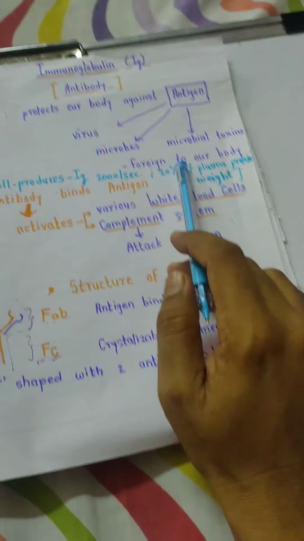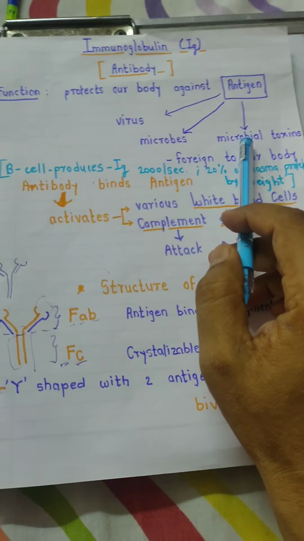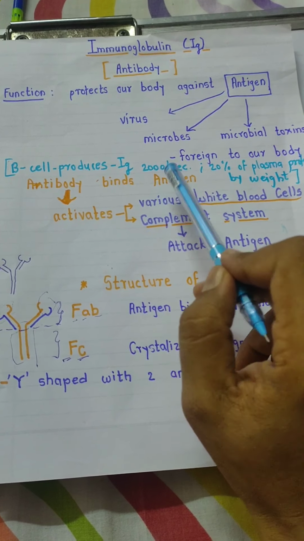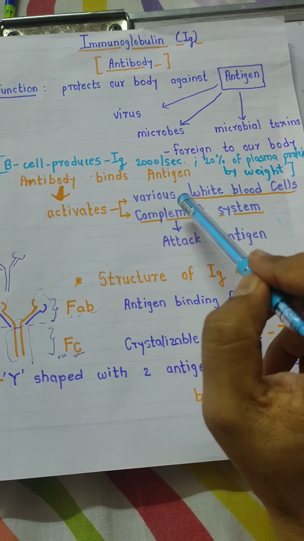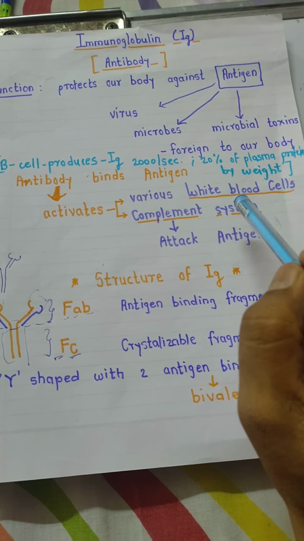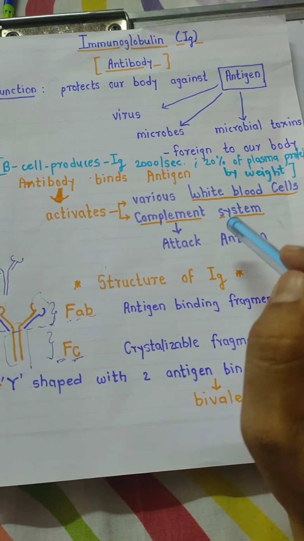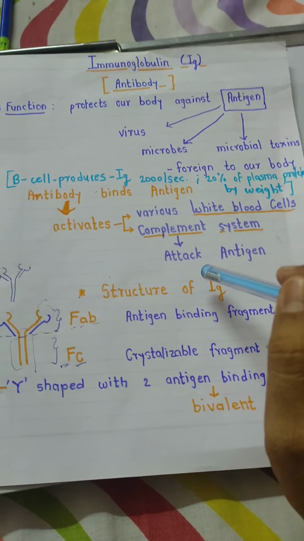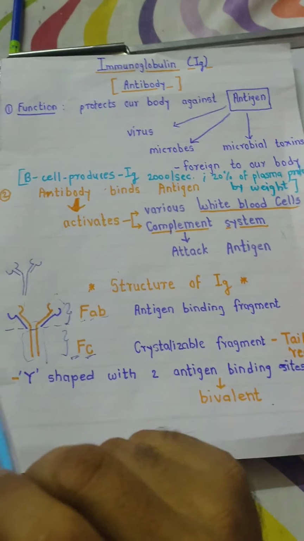When any foreign material invades our body, then antibody binds to the antigen and activates the various types of white blood cells and complement system. Then they both work together and attack the antigen.